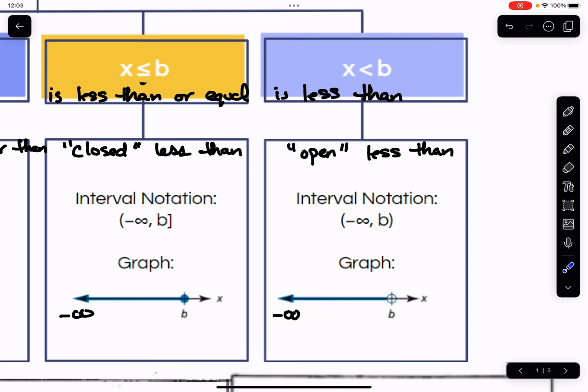Now the interval is written backwards. Notice that the endpoint b is on the right side of the grouping symbols, the open parenthesis and closed bracket, and the infinity goes first this time. The reason is that in interval notation, the smaller number always goes first, and negative infinity is always going to be smaller than whatever the endpoint b is, whether it's open or closed. So let's look at some examples of this.